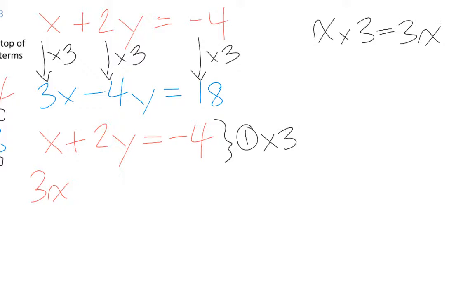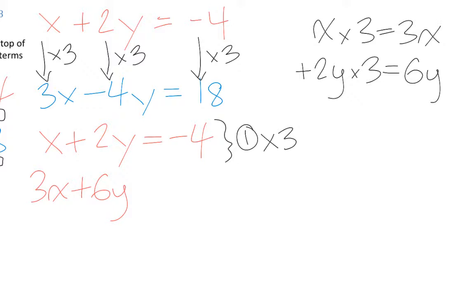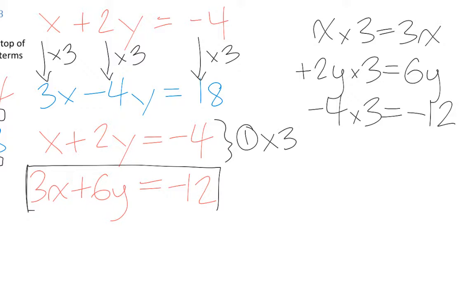Now I'm going to multiply positive 2y by 3, and that becomes positive 6y. So I'm going to write positive 6y over here. And last but not least, I have negative 4 multiplied by 3, which becomes negative 12. So that becomes negative 12. This becomes my new equation 1, which I'm going to use in my next steps.